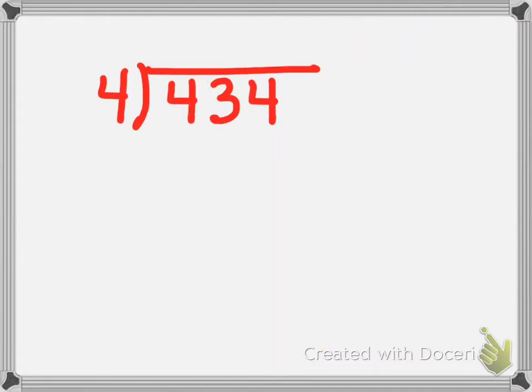All right, here we go. Let's try this one. 434 divided by 4. I'm going to start in the hundreds place. 4 divided by 4 is 1. 1 times 4 equals 4. Subtract. 4 minus 4 is 0.